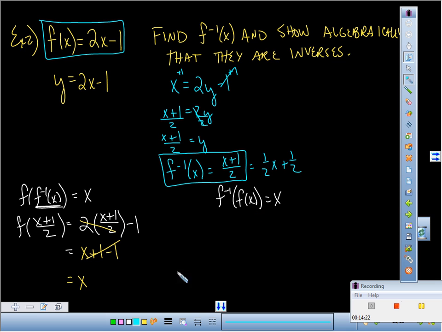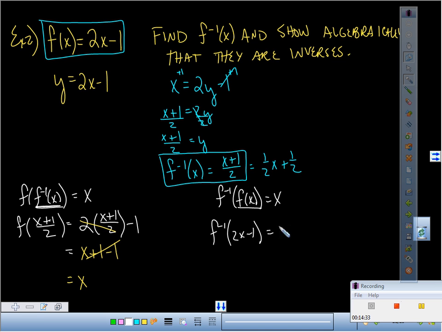So, now we're going to do this one. We're going to put this function into here. So that's f inverse of 2x minus 1. So he goes up here. There's my x. 2x minus 1, plus 1, all over 2.